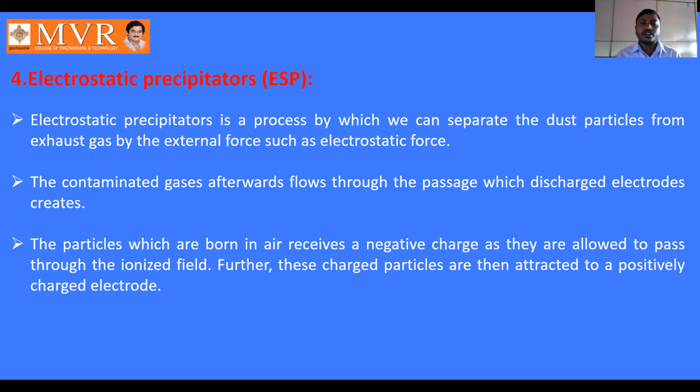The contaminated gases then flow through the passage where the discharge electrode creates an ionized field. The particles in the air receive a negative charge as they pass through the ionized field. Further, these charged particles are then attracted to a positively charged electrode.